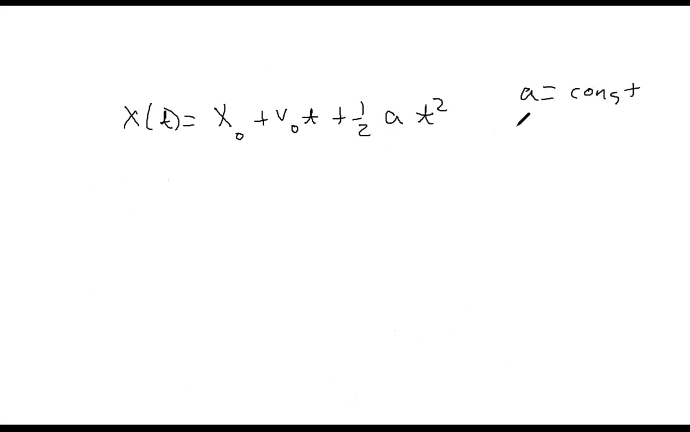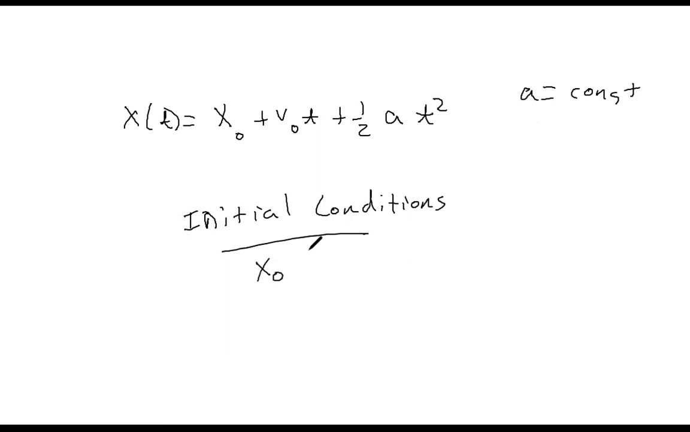And so the final solution we get is that x as a function of time is x naught plus v initial t plus 1/2 a t squared, when a is constant. And the two initial conditions are x naught and v naught.